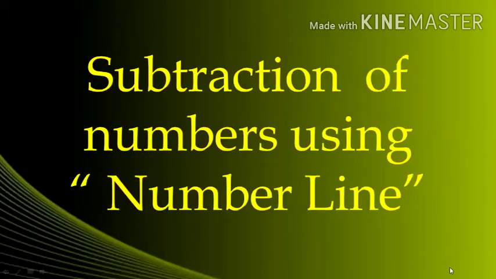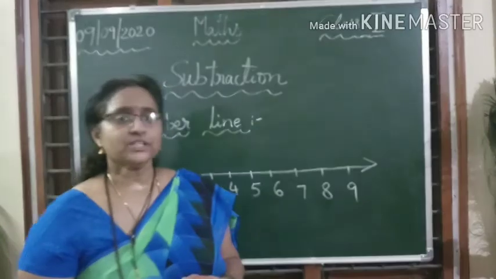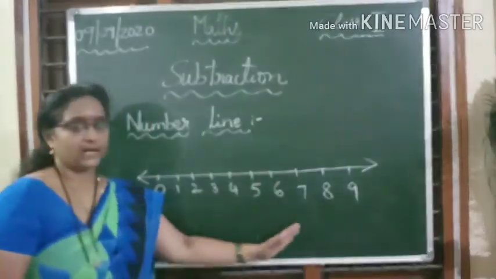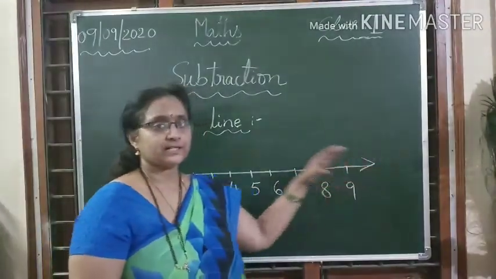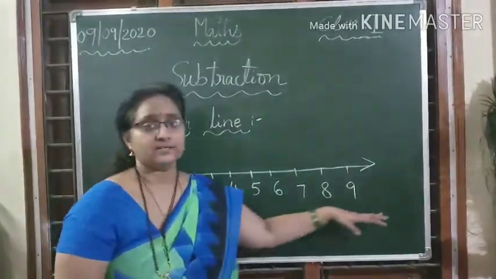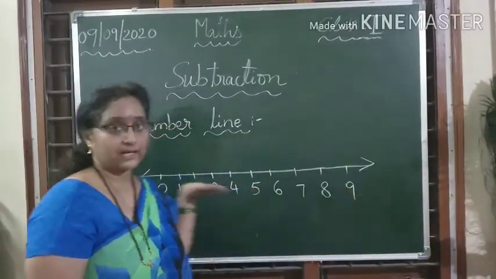Now let us learn subtraction of numbers using number line. Shall we start, children? Children, this is number line. So in one line we are writing the numbers at equal distance. This is called number line.